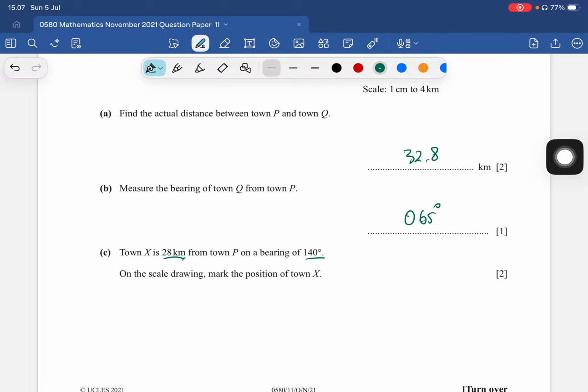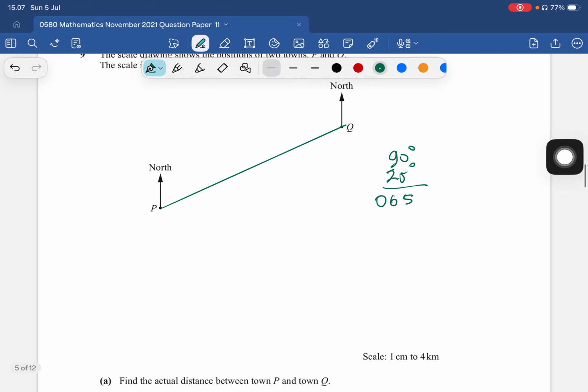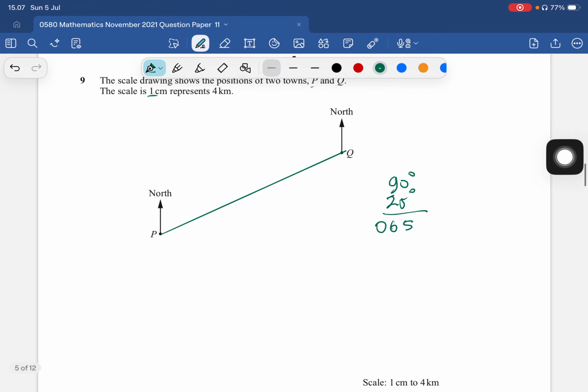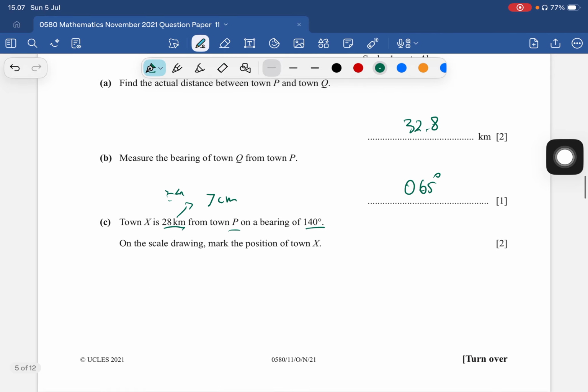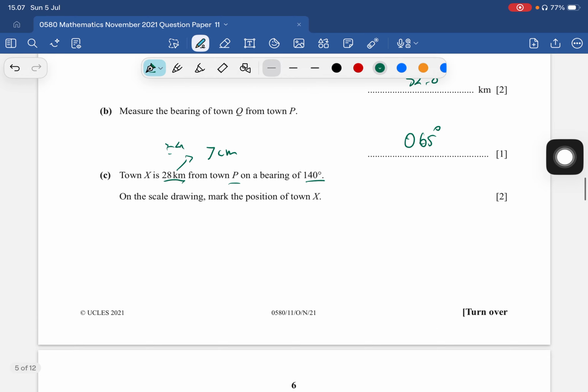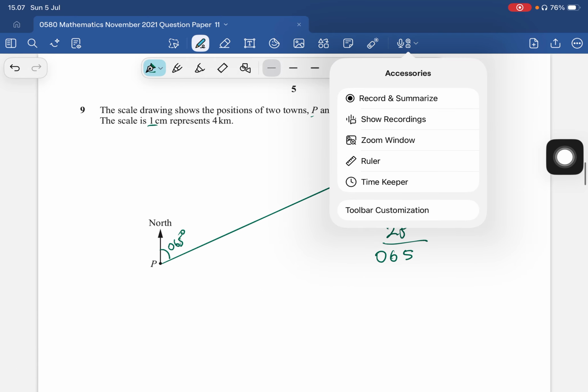Next, town X is 28 kilometers from town P on the bearing of 140. This is in kilometers. We will make it into centimeters. So 28 we divide by 4, which is equal to 7 centimeters. This is from town P. Here is P. This is 065 degrees. We need to make it 140 degrees.